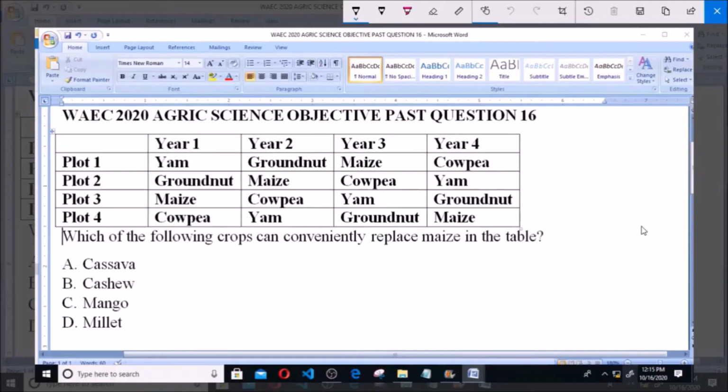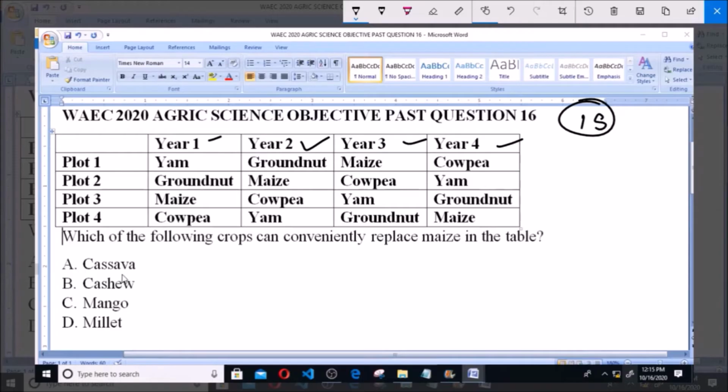Hello and welcome. I will be answering WAEC 2020 Agric Science Objective Past Question 16. So you have this table here, which was used also in question 15, showing 4 plots where 4 different crops are planted in 4 consecutive years. Now, which of the following crops can conveniently replace maize in the table?